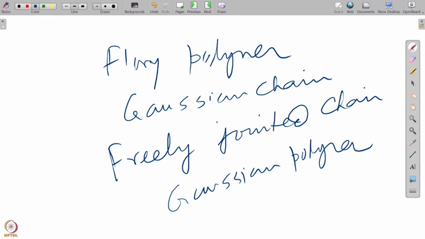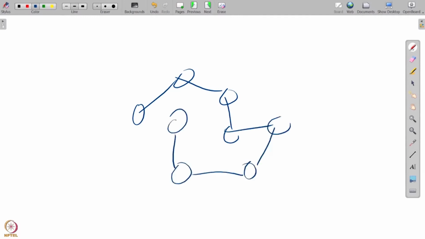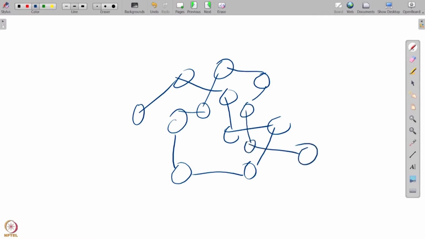So one of the major things is that this kind of crossing is allowed. So as a result, in a freely jointed chain, all these crossings are allowed, and that means no volume is excluded.